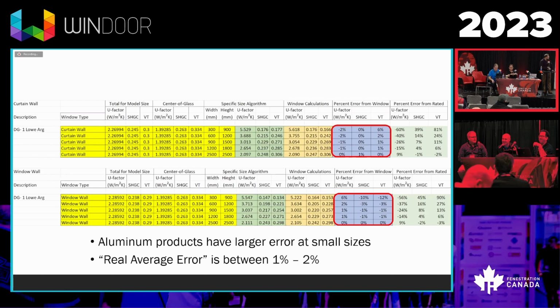But when's the last time you put in a project with a 300 by 900 curtain wall opening on the majority of the product? It's not going to happen. So the real error is consistently 1 to 2% difference when we just use the values and input them into a calculator.